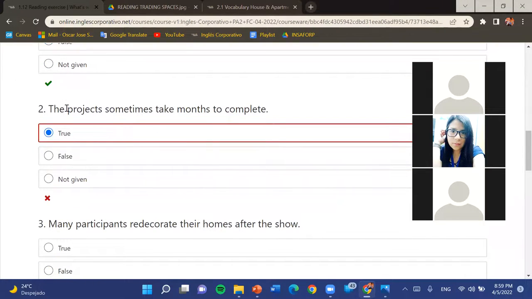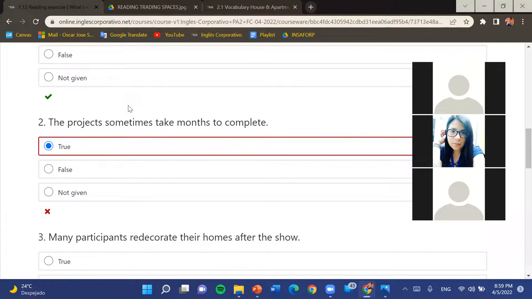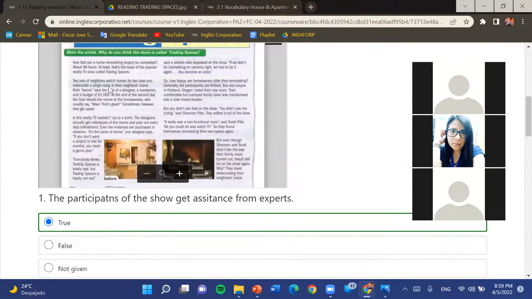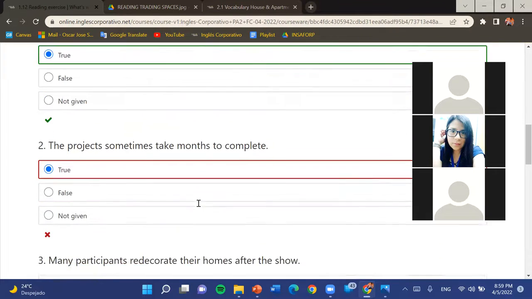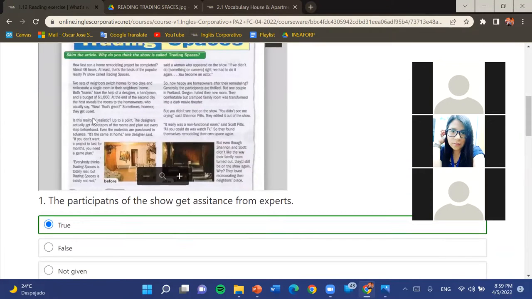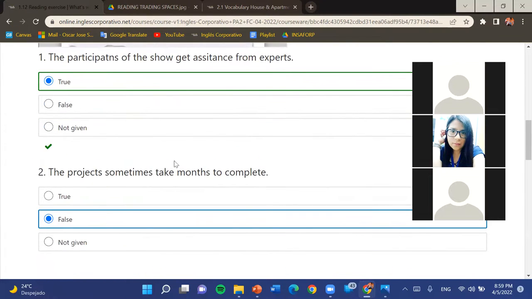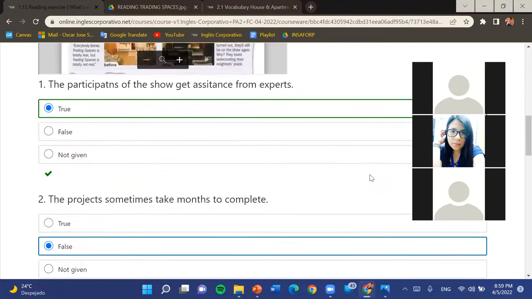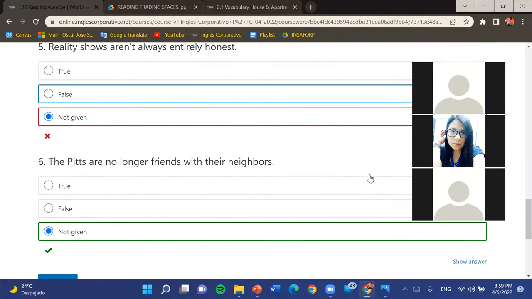All right. So here, the projects sometimes take months to complete. Well, some projects may, but the projects mentioned in the show normally take about 48 hours. Sí, o sea, alrededor de 48 horas. So it will be a false statement because they normally take about 48 hours. Sí, algunos proyectos puede que sí, ¿verdad? Pero los que se mencionan en este programa Trading Spaces, it will only take 48 hours to complete.